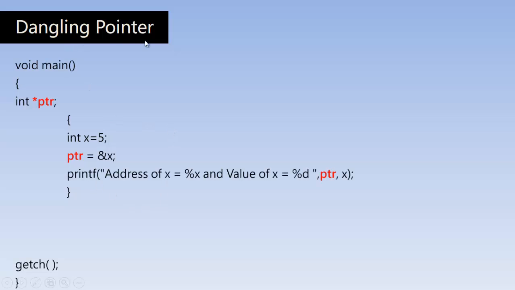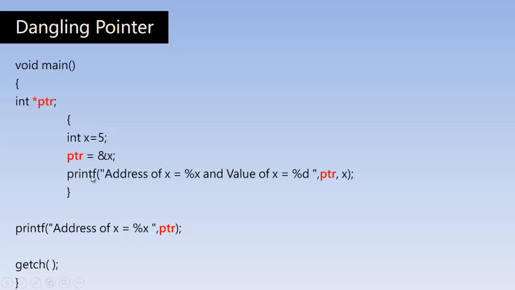If I print the address of x, it is fully valid in this block. But when I use the pointer variable outside this block to print the address, it is not correct. Of course, it will still print some address value, but it is not correct because it is pointing to a variable which doesn't exist in the scope.